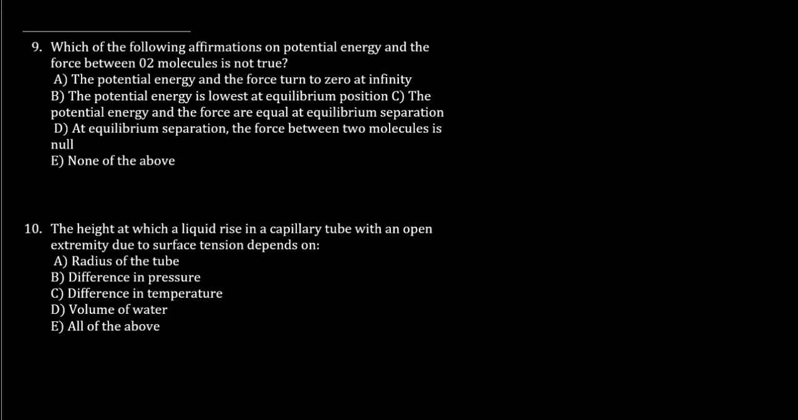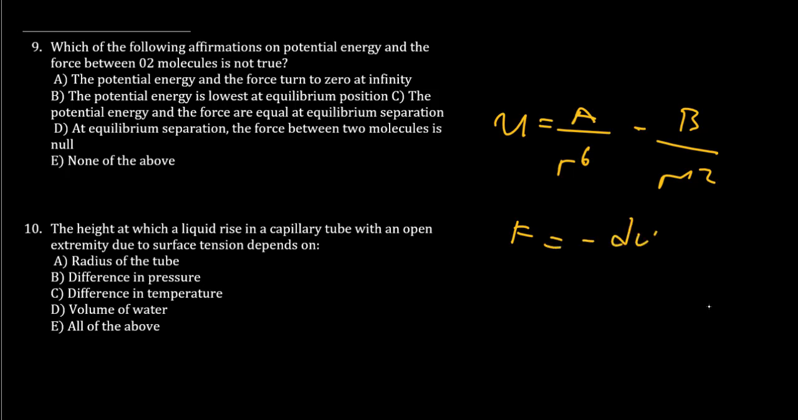The expression of the potential U is given by constant A divided by R raised to the power 6 minus B divided by R raised to the power 12, and the force F is simply the negative derivative of the potential with respect to R. When we differentiate the function U, we still have a function in which the denominator is higher than the numerator, so if we set R to infinity, both of them will tend to 0.